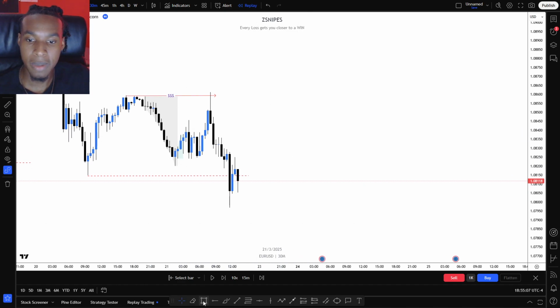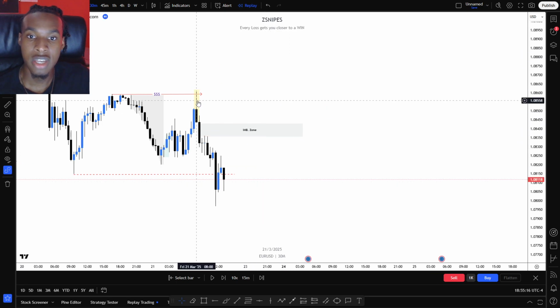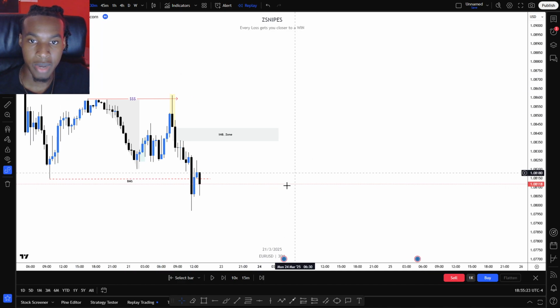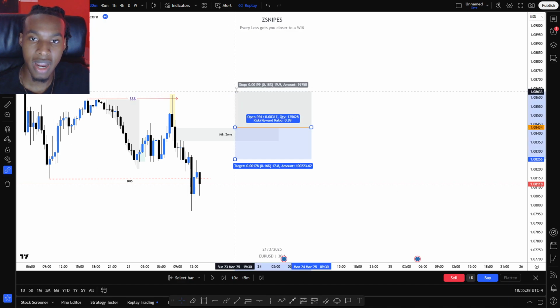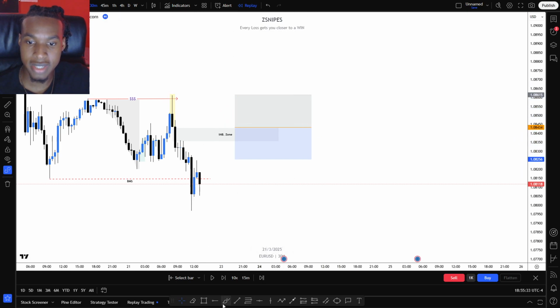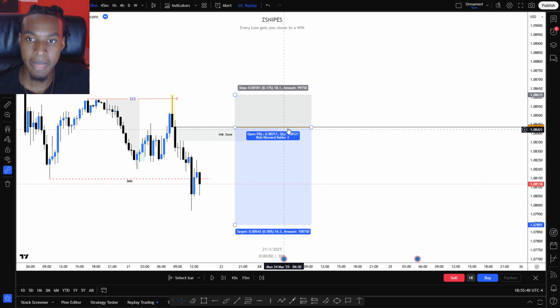So we have the manipulation here. This is our manipulation candle. Here is our imbalance. So we have a manipulation, we have imbalance, and we have a break of the low. So we're simply going to take our trade off of the manipulation, off of that candle, stop loss at the high. So entry there, stop loss at the high. And I'm targeting a 1 to 3. So that's going to be my target.